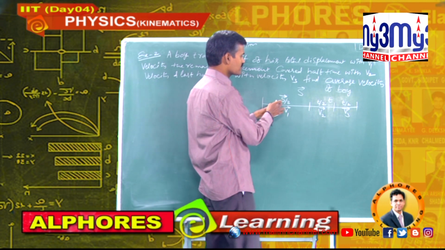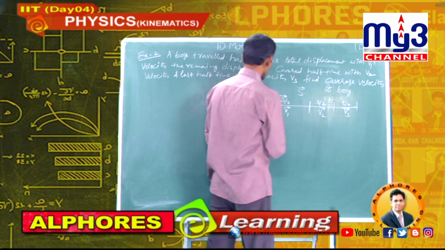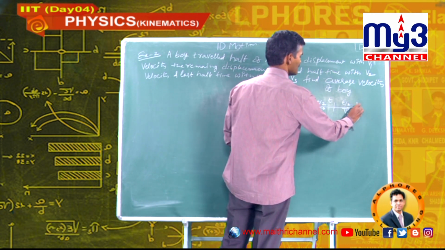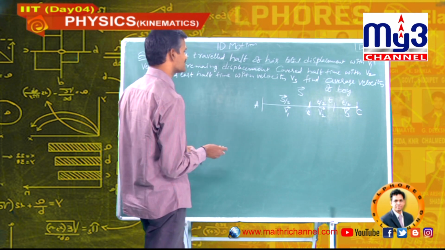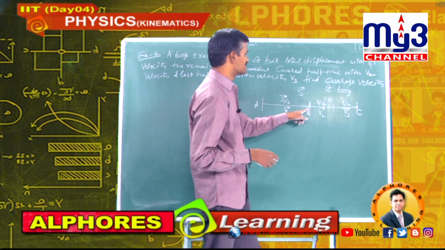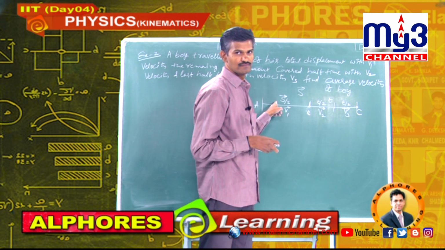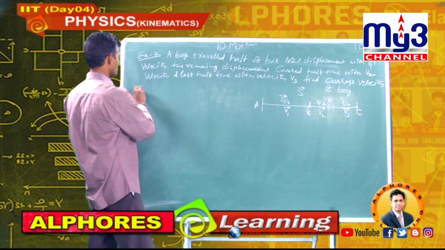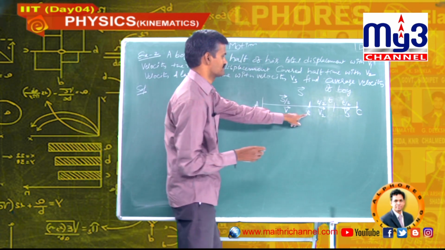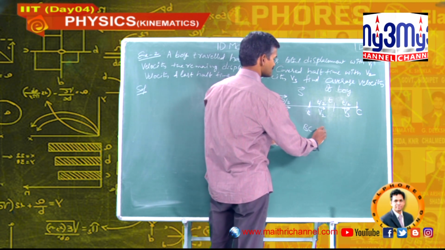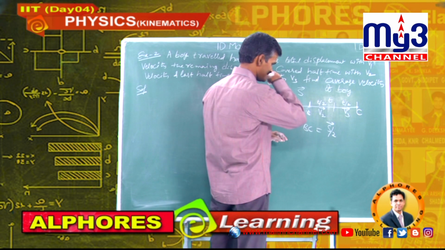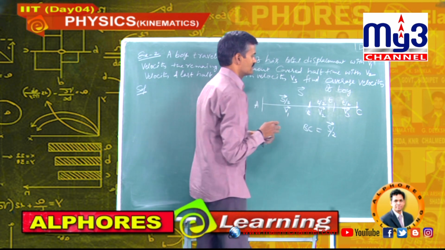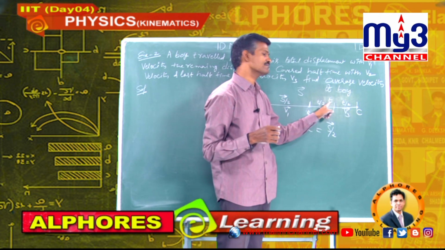So if this is S by 2, what is the total displacement? Suppose this is point A, here point B, and it is point C. What is the length BC? Length BC is equal to S by 2 bar, right. So for this solution, first calculate BC. BC is equal to S by 2 bar. This S by 2 displacement is covered in time t.